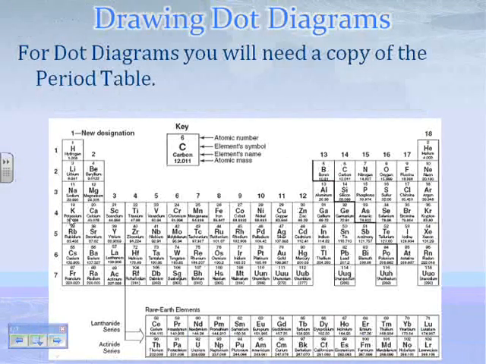Okay, on the first packet, the one titled covalent bonding, the last part of it is how to draw dot diagrams. To do dot diagrams, the first thing you're going to need is a copy of the periodic table, as in this one right here. We'll leave this one up on the screen for you at the end of it, so we can just use that.